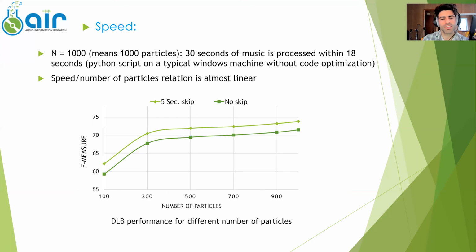So this plot shows the F measure of different setups, different particle numbers. The larger the number of particles, the more accurate the results. So in here, as you see, with a very small number of particles, as small as 300, we still have better results than the state of the art. And here, these plots are with and without the skip.